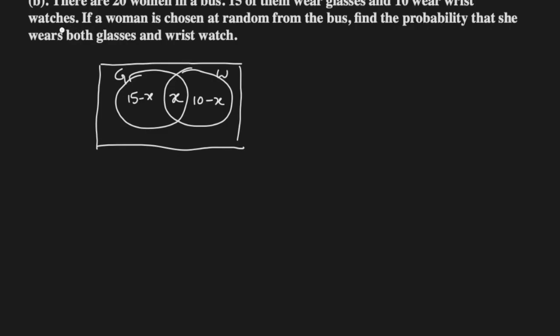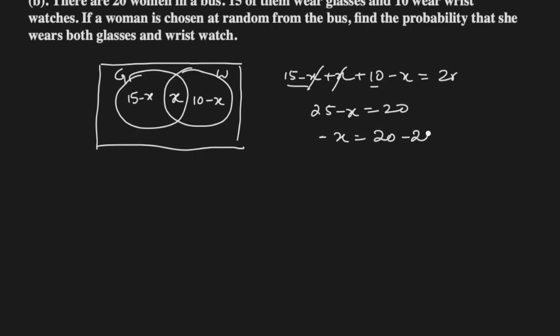And are they saying that some of them will wear nothing? No. That means this is the total. So 15 minus X plus 10 minus X will be total number of women, which is 20. So this X and X cancel. 25 minus X equal to 20. Negative X equal to 20 minus 25. Negative X equal to negative 5. X equal to 5. That means there are 5 women who wear both glasses and watch.